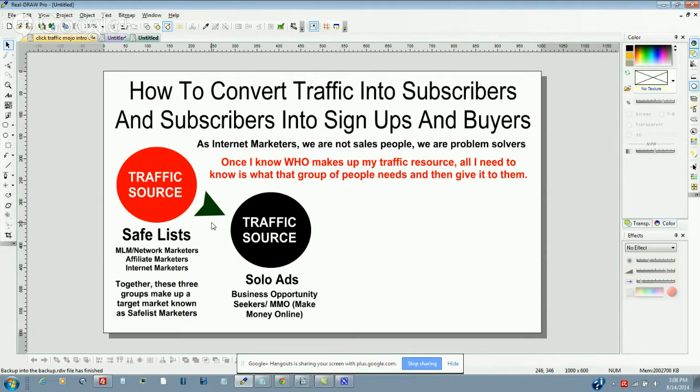Okay, it's not, but it kind of gives it that impression, because a lot of people will ask me, well, Rex, if this is how I'm going to build my list, what does this have to do with my business opportunity? And that's a fantastic question. Okay, and that totally depends upon the business opportunity that you're promoting.